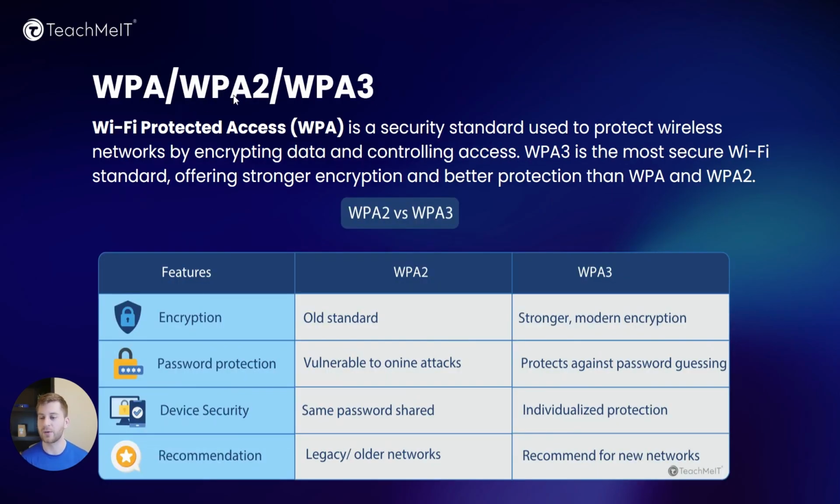So WPA, WPA2, and WPA3. WPA2 is older. WPA3 is newer. When you can, use WPA3. It's the stronger modern encryption out of all of them. WPA is much, much older. We don't even really talk about WPA anymore, but WPA2 is an older standard and it is vulnerable to online attacks, but it's not necessarily as bad as WPA. But if you can, just use WPA3. Most routers, most networking devices support WPA3. That's really all you need to know.